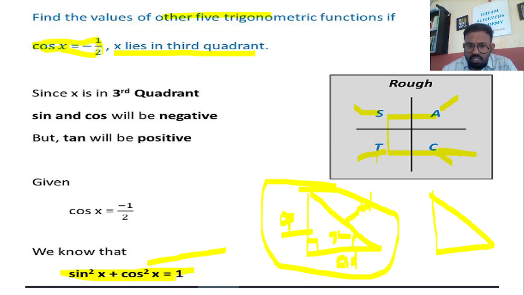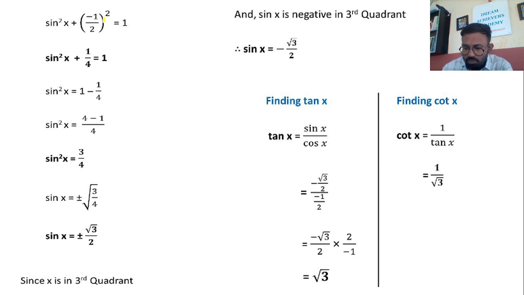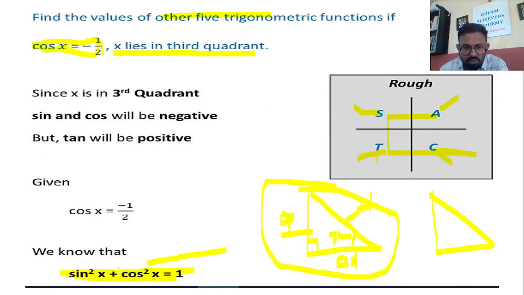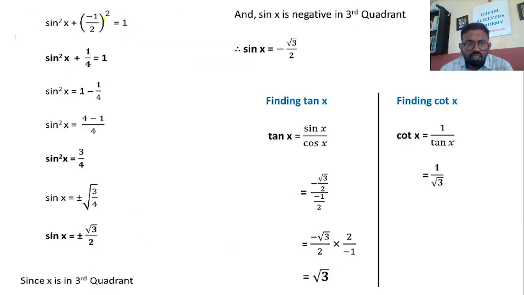As we know, sin square x plus cos square x is nothing but 1. If I know the cos x value, cos square x plus sin square x is equal to 1. So I am using that identity here. Sin square x plus the cos x value they have given, minus 1 by 2 whole square. Minus 1 whole square is 1, 2 square is 4. So sin square x plus 1 by 4 equals 1. Now sin square x is equal to, transposing the plus 1 by 4 to this side, minus 1 by 4. So 1 minus 1 by 4, taking 4 as LCM, is 4 minus 1, that is 3 by 4.